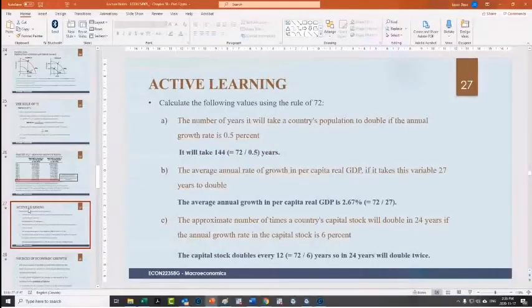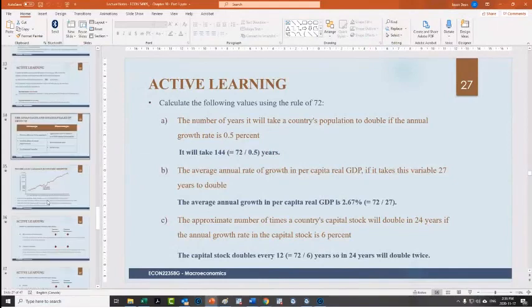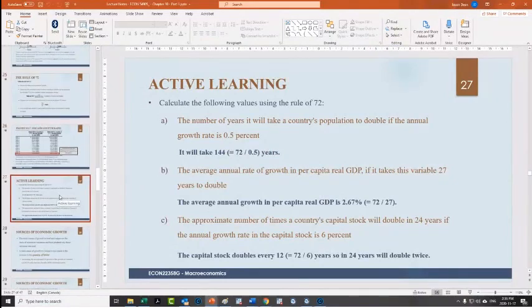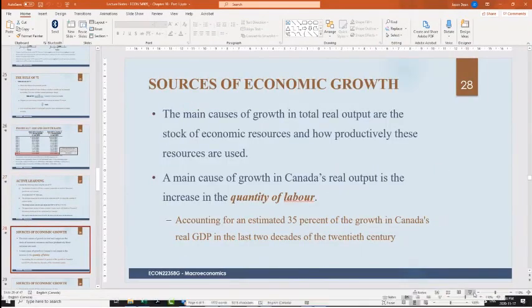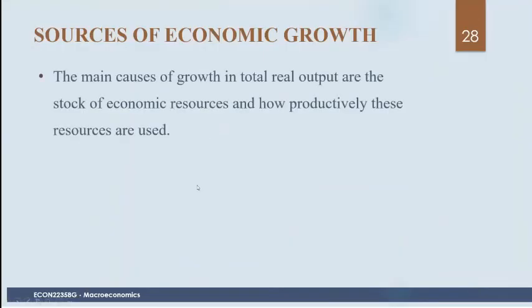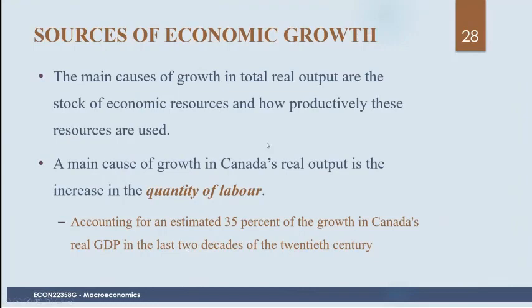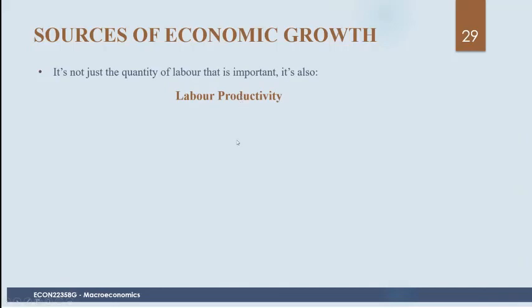So I think we might only be covering this today, and we'll start covering fiscal policy next class. So let's just finish up with sources of economic growth. We know that the main cause of growth in real output is the quantity of labor. So the more people you have, the more you're going to be able to produce. But labor productivity is also extremely important. Labor productivity is why we are so much better off now than 150 years ago.